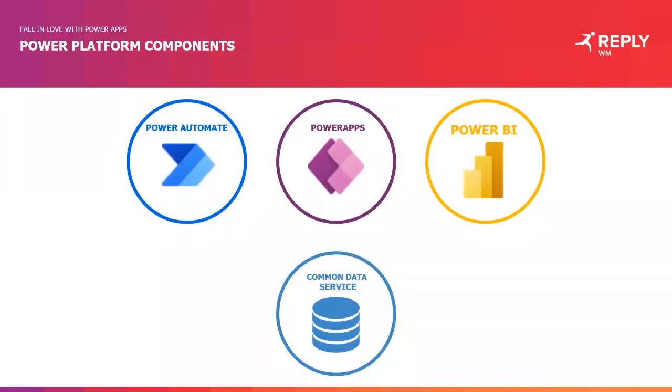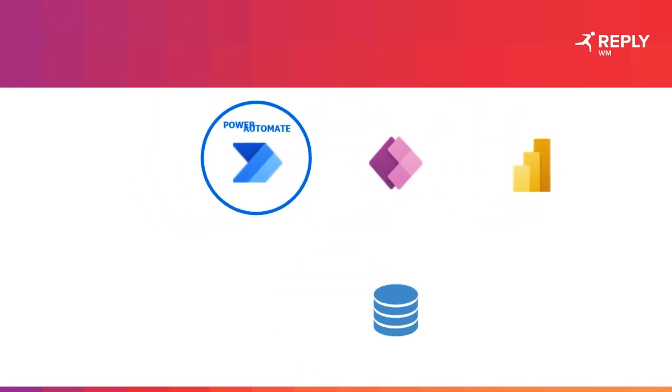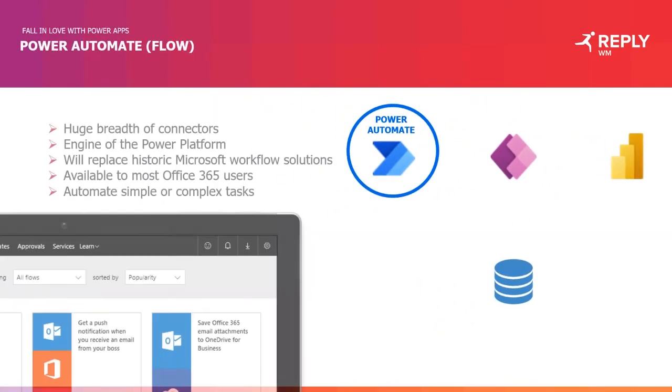Okay, so the key elements that we're going to talk about today on the next slide are Power Automate, Power Apps, and Power BI, as I mentioned, but the fourth element I'm going to talk about is the common data service. I didn't list it as a product, but it's very much a key element of the Power Platform. We're going to have a quick look at each one of these individually before our proof of concept demo.